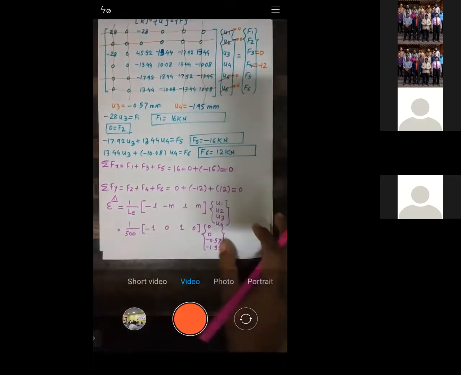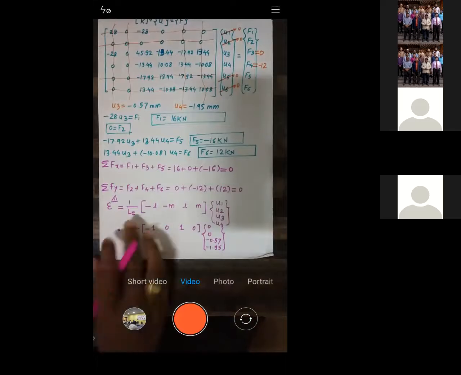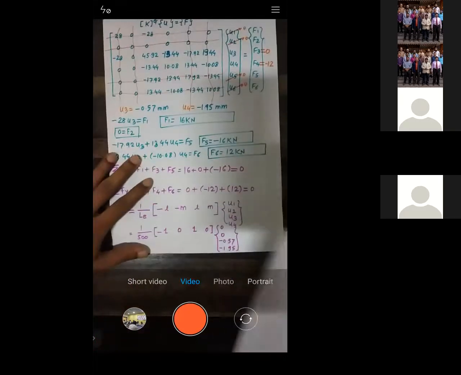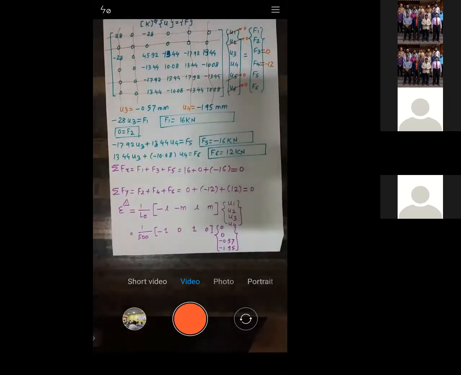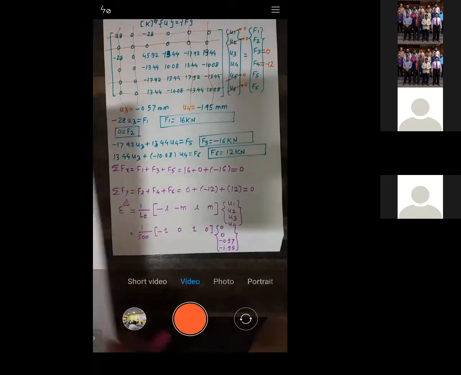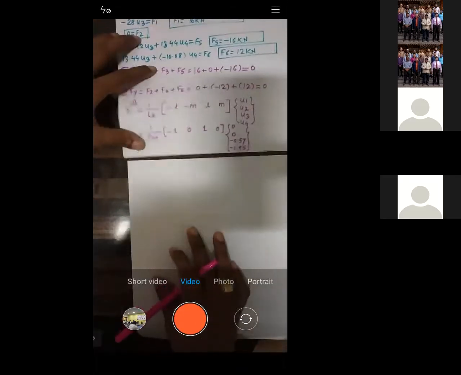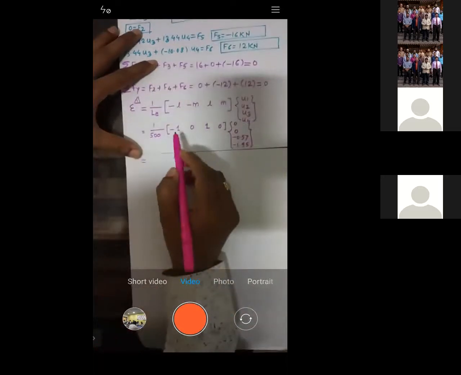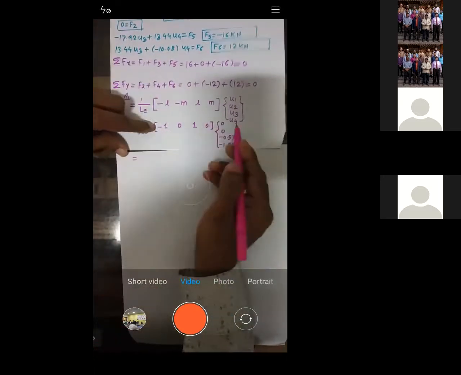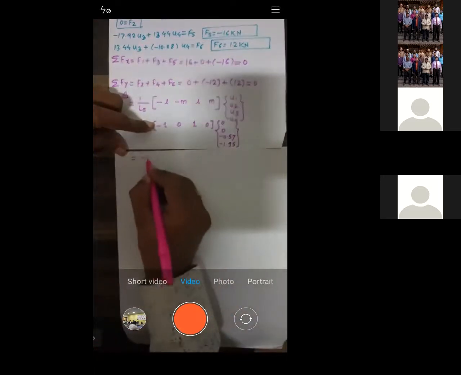Now let us do this calculation. How to calculate it? All of you know that. Simply, we'll multiply rows by columns, right? So how to do that? You can check it. I will just write down: minus 1 into 0.